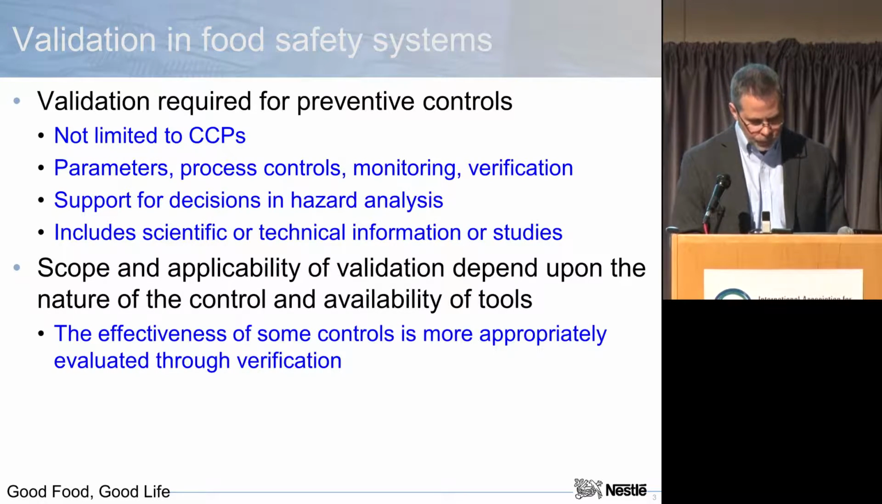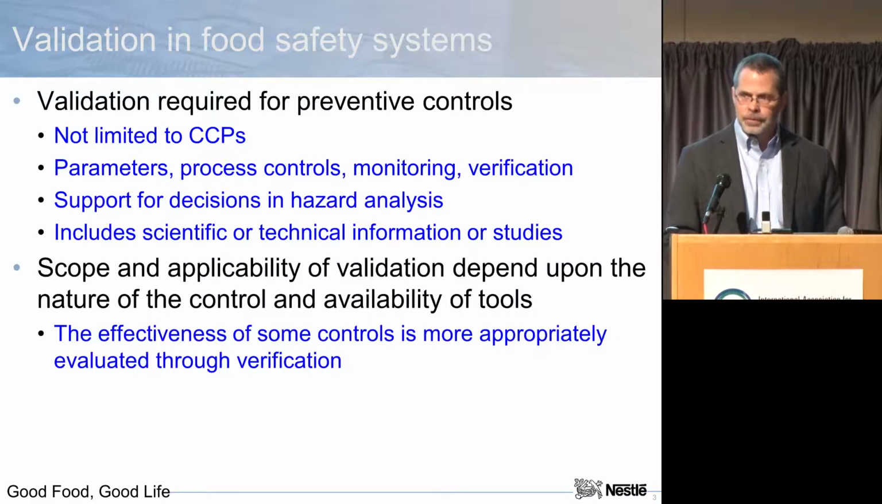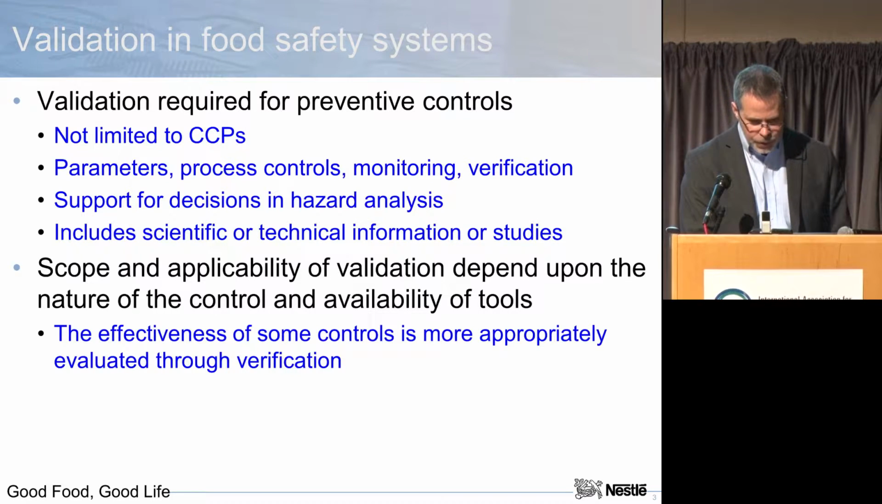So the scope and applicability of validation really depends on the nature of the control and the availability of tools, as some of the previous speakers have mentioned. And some controls, in fact, are more effectively evaluated through ongoing verification because they're not really so suitable for the kinds of validation that we look at as a forward-thinking evaluation of our process. And I want to give you a couple examples of that.